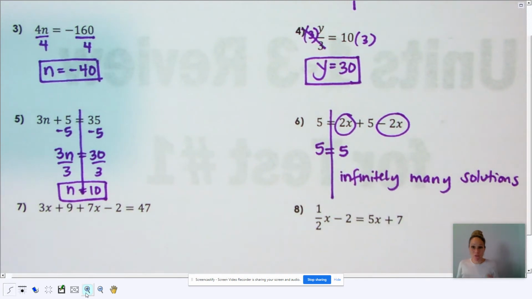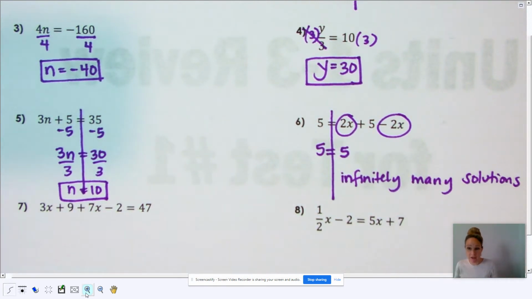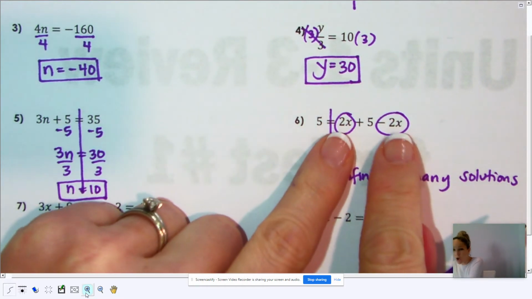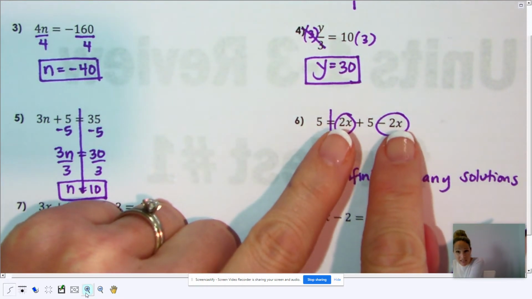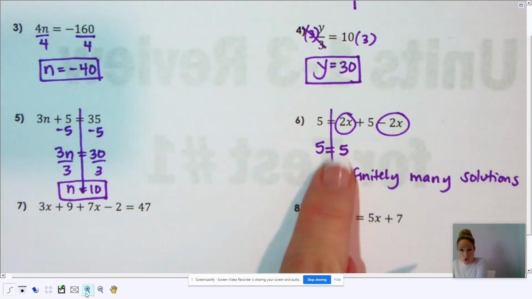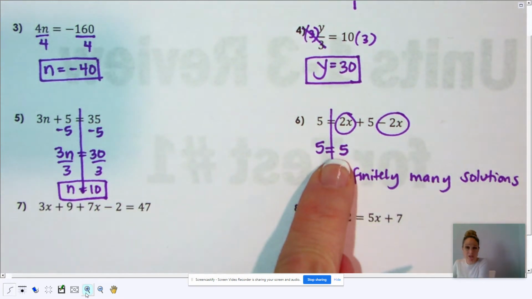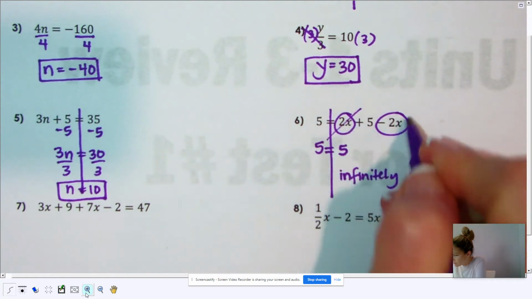If what was left was false, like 5 equals 7 or something, you would say there's no solutions. There's no value of x you could ever plug in that's going to make 5 equal to 7. Okay, so anytime all of the x's cancel out, you just see, is it true what's left over or is it false? Right, those ones are gone.